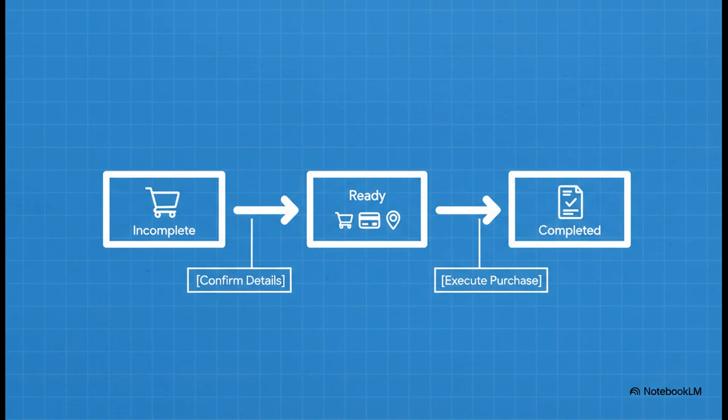So for the developers out there, this means you've got to implement RESTful endpoints that map directly to these UCP processes. A standard checkout, for example, it just becomes a state machine, moving logically from incomplete to ready to completed. By exposing these endpoints, your store becomes an active player in this new global agentic mesh.